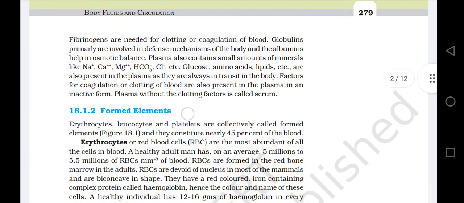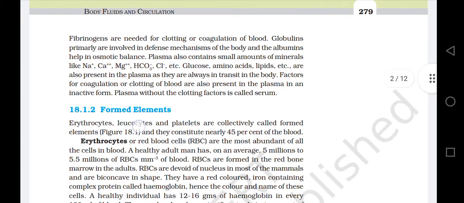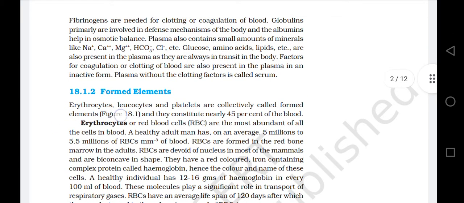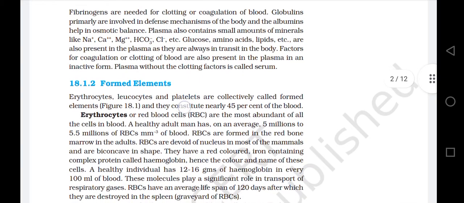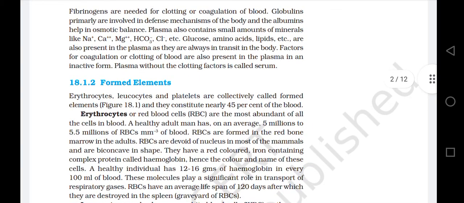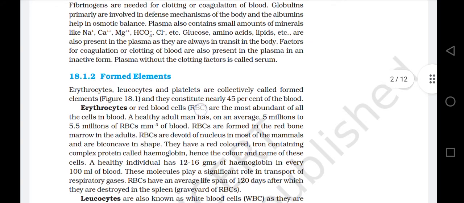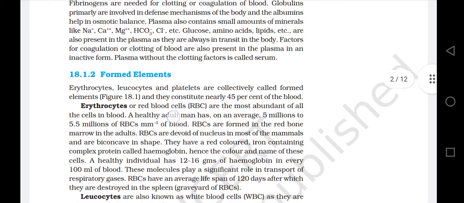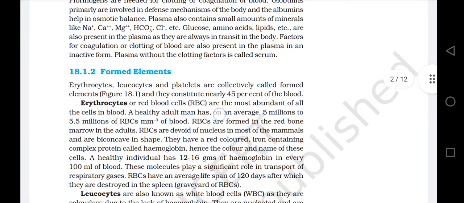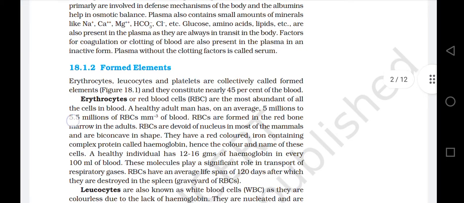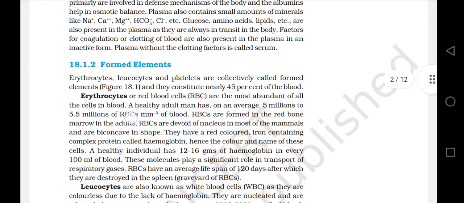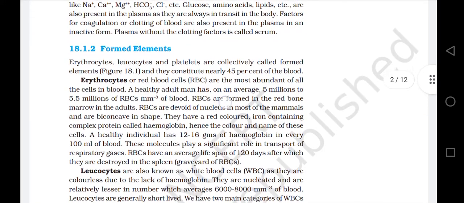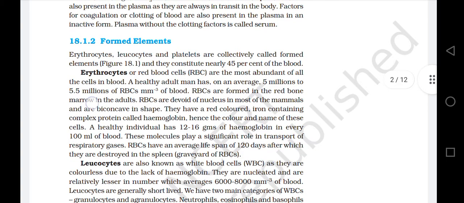18.1.2 Formed elements. Erythrocytes, leukocytes, and platelets are collectively called formed elements, figure 18.1, and they constitute nearly 45% of the blood. Erythrocytes or red blood cells are the most abundant of all the cells in blood. A healthy adult man has, on an average, 5 million to 5.5 million RBCs per millimeter cube of blood. RBCs are formed in the red bone marrow in the adults.